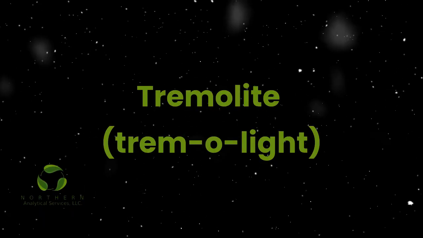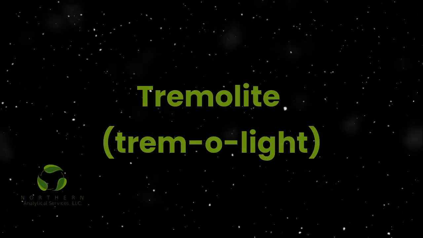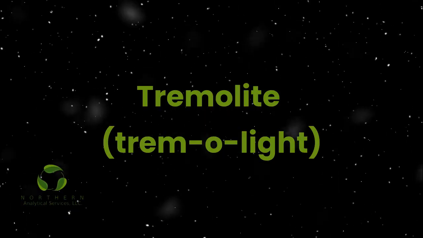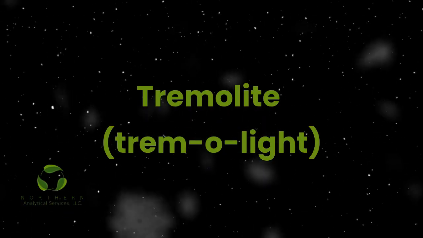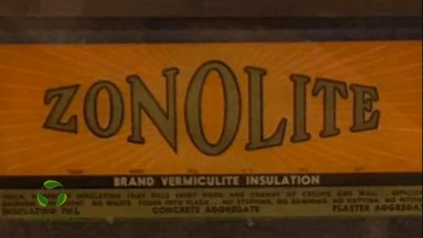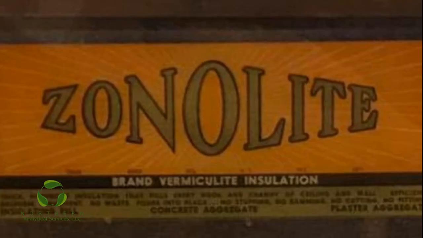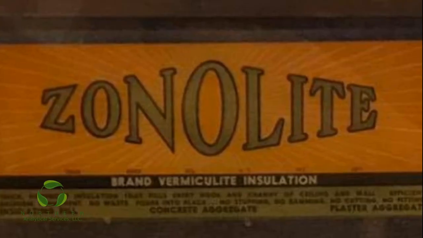Tremolite. This asbestos mineral was found more as a contaminant amongst other minerals and is probably most famous for its discovery in Libby, Montana, home of the Zonolite mine. Gold miners discovered vermiculite in Libby in 1881 and the Zonolite Company was formed.